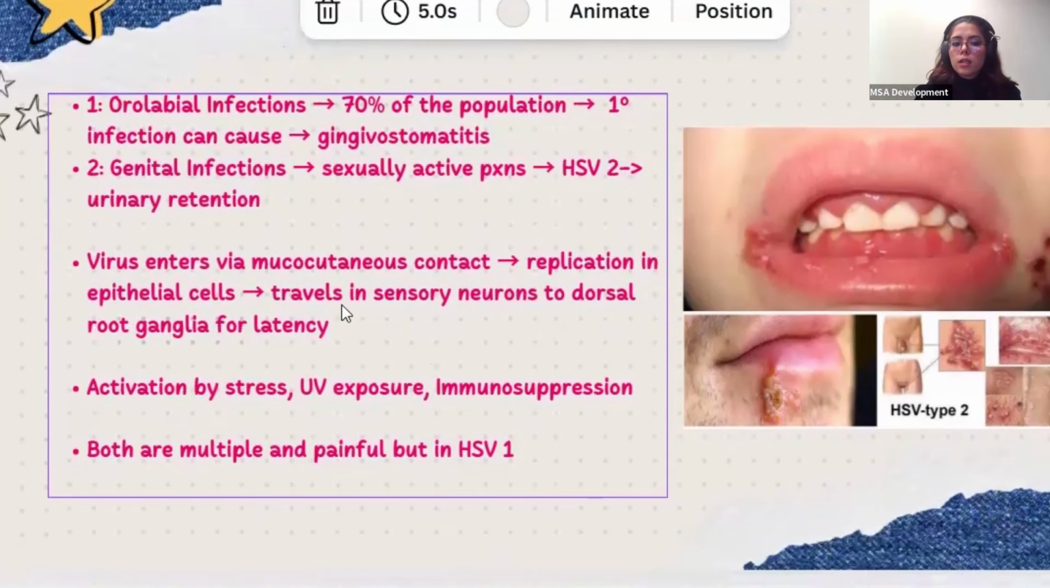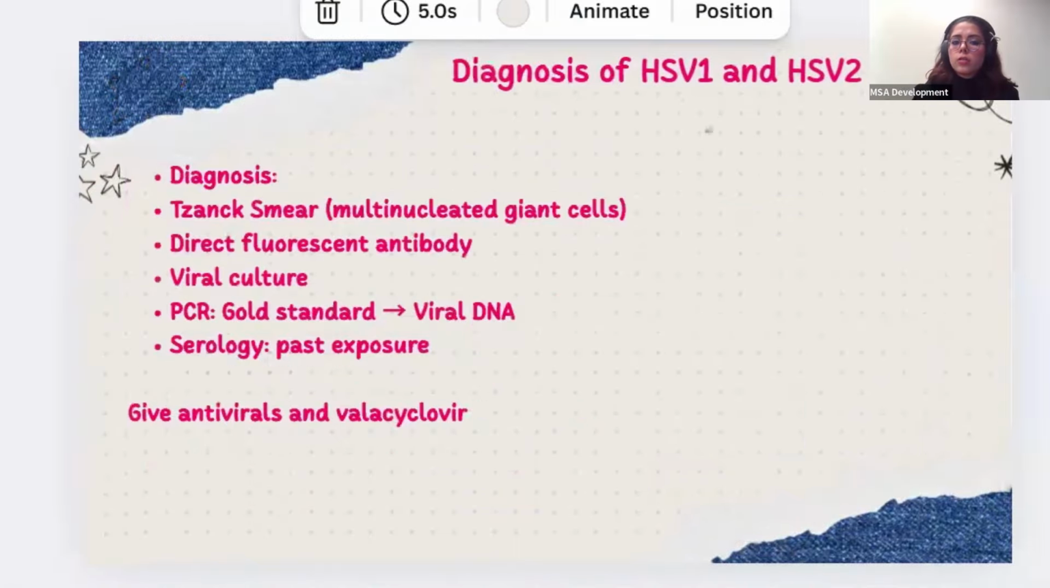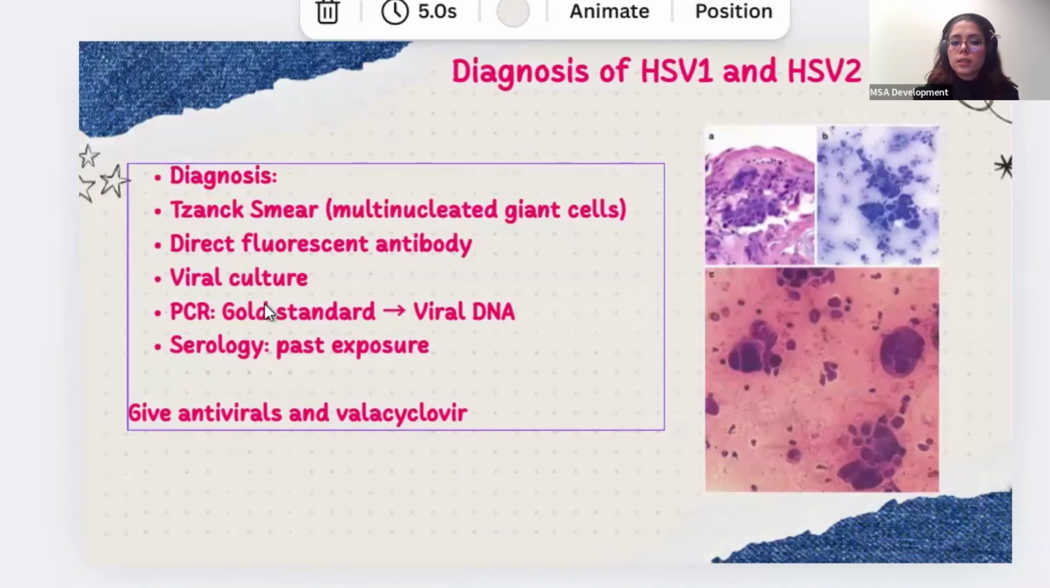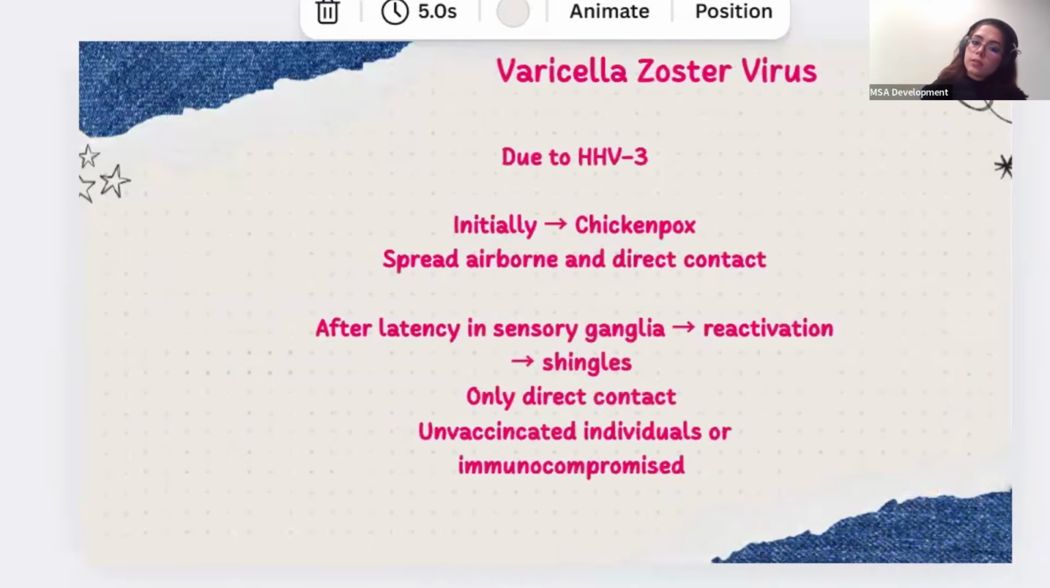The virus enters via mucocutaneous contact, replicating in epithelial cells. It gets reactivated by stress, UV exposure, and immunosuppression. For the diagnosis, you do a Tzanck smear, and you see multinucleated giant cells. There's direct fluorescent antibody. The gold standard is PCR, and it shows viral DNA. Serology shows you past exposure. Give antivirals, like valacyclovir.